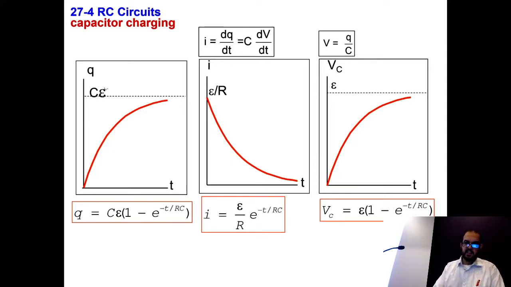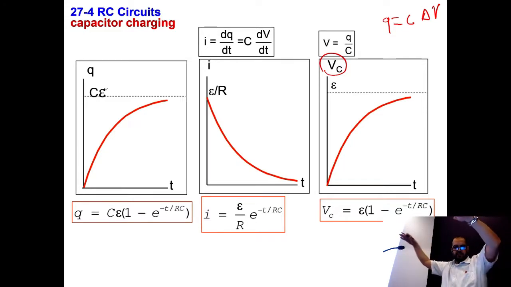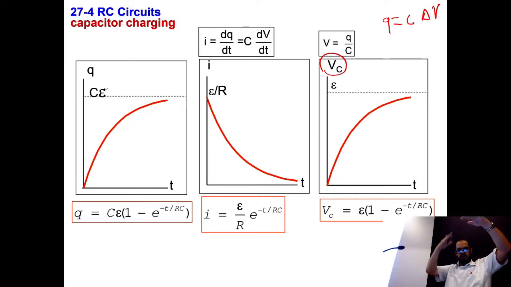The voltage, the nice thing, the voltage is also increasing exponentially, because V is Q over C. Remember, Q is equal to C delta V. So this is what we're plotting. We're plotting the potential across the capacitor. It's also increasing exponentially like the charge. The only tricky part is the current. The current starts at a value, and then it decreases exponentially.